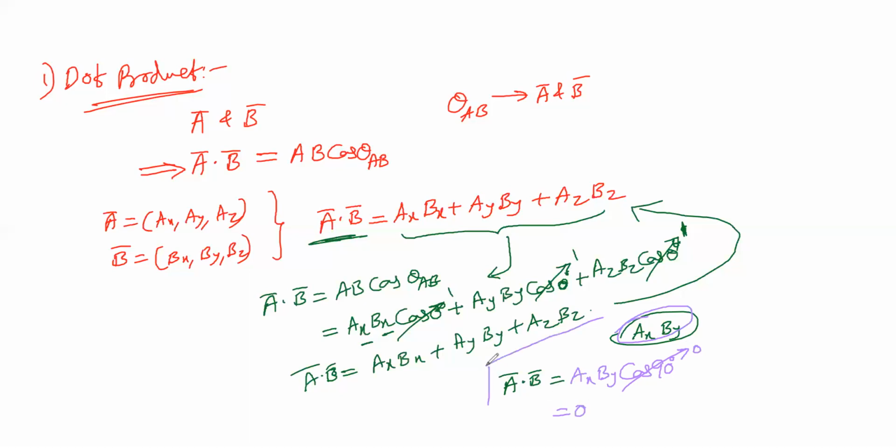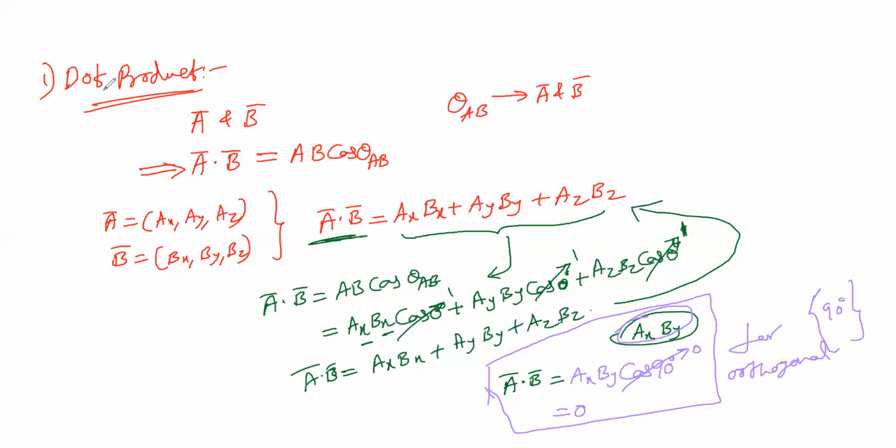This is the different case where the angle between A bar and B bar is perpendicular, or in other words, orthogonal. Orthogonal or perpendicular. So if this happens, the angle between the two will be 90 degrees, and the final result for A bar dot B bar equals 0.